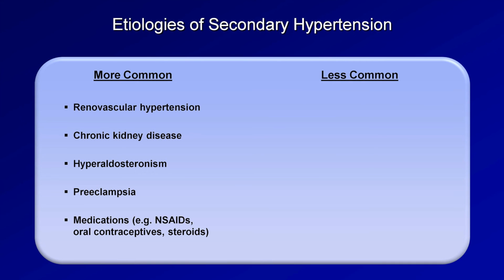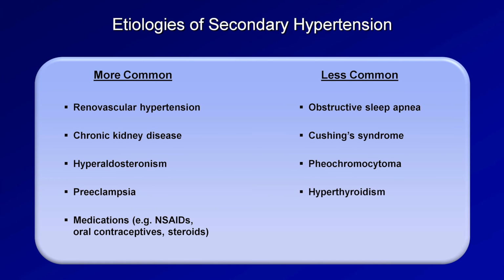Less common etiologies include obstructive sleep apnea, Cushing's syndrome, pheochromocytoma, hyperthyroidism, hyperparathyroidism, and coarctation of the aorta. And when I say here that these are less common etiologies, that does not mean that obstructive sleep apnea is less common than preeclampsia or less common than hyperaldosteronism. It means that OSA or sleep apnea is less commonly a cause of secondary hypertension than those other conditions.